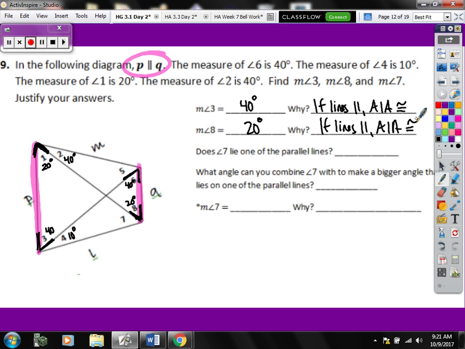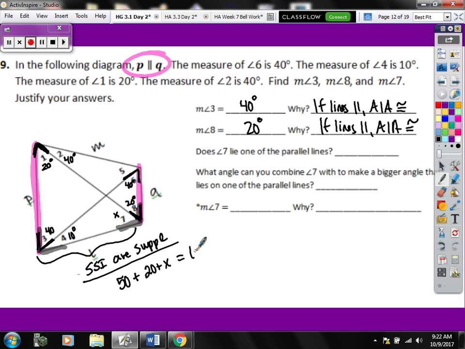Now, just to show you another way to solve, in case you didn't like the triangle sum, you can use same side interior angles. This whole angle and this whole angle are same side interior angles. We know same side interior angles have to be supplementary. Which means this whole angle, which is 50 degrees, plus this whole angle, which is 20 plus something, let's call this x, has to equal 180.